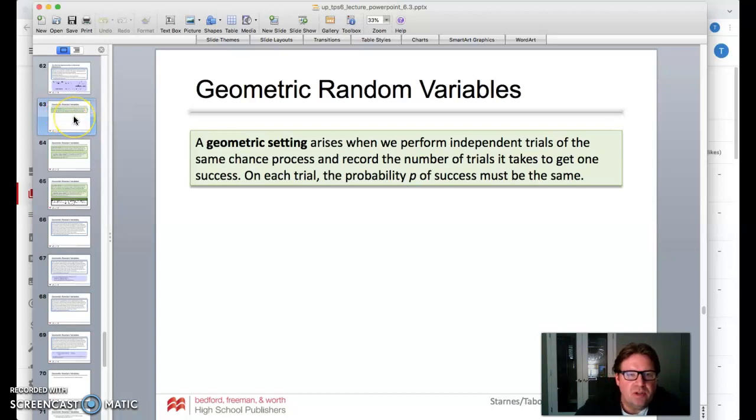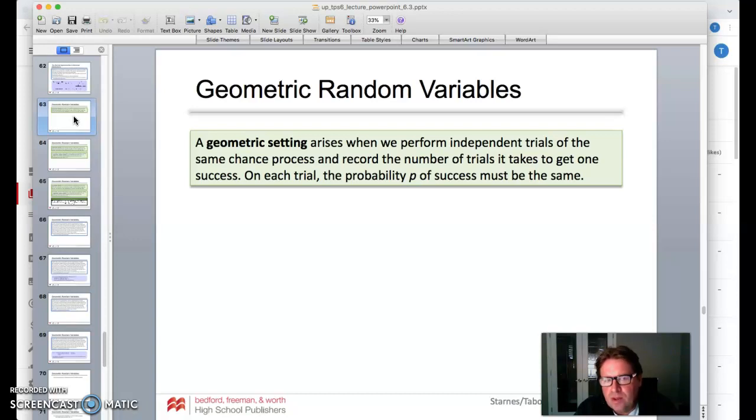All right, welcome back. We're going to finish up 6.3 and hence the entire chapter 6. And we're finally going to get to our geometric random variables. Now, a geometric setting arises when we perform independent trials of the same chance process and record the number of trials it takes to get one success.